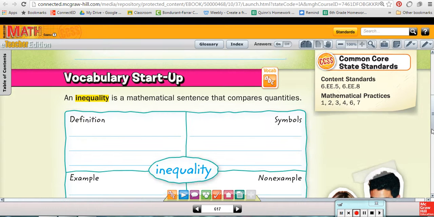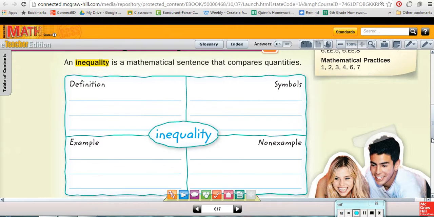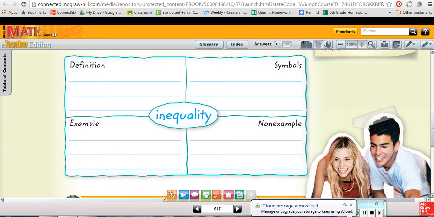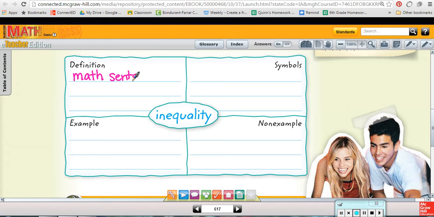So we already talked about this definition. An inequality is a mathematical sentence that compares quantities. So let's fill that in for our definition. It's a math sentence, much like an equation, that compares quantities. The difference is an equation did not compare. It was showing equivalence, whereas this one compares the quantities, not necessarily equivalence.